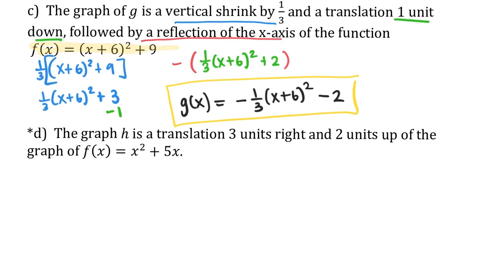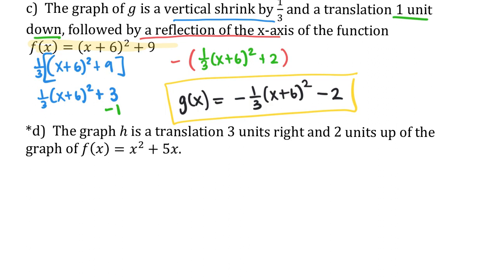Let's look at D. D has a star because it's going to be extra. Okay, the graph of h is a translation 3 units right and 2 units up of the graph of f of x equals x squared plus 5x. Let's start with 3 units right. Well, it's going to look weird though, because 3 units right is going to be x minus 3. But where do I put that? Well, I have to put it in both places it has the x. So it's going to go 3 units right, and this also goes 3 units right.